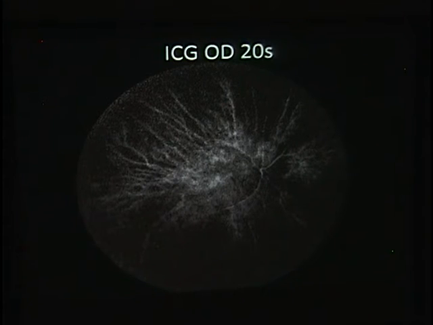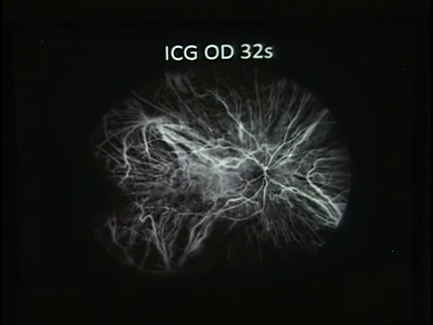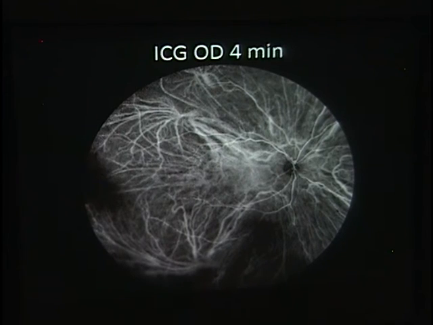Here's their ICG, right eye 20 seconds, 32 seconds, looks like the choroid seems to be filling appropriately. Remember, ICG looks at choroidal pathology. 4 minutes. Okay, now maybe we're starting to see some interesting hypopigmented spots in the periphery.